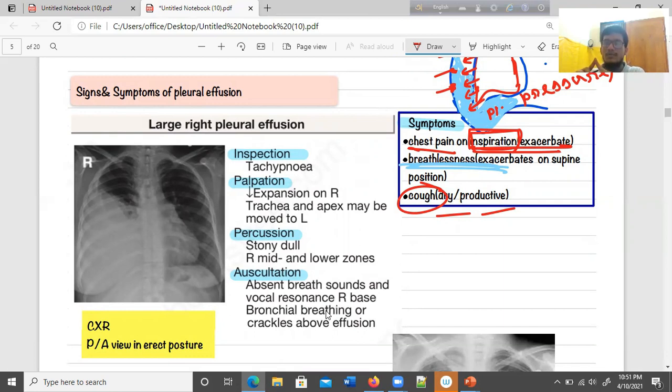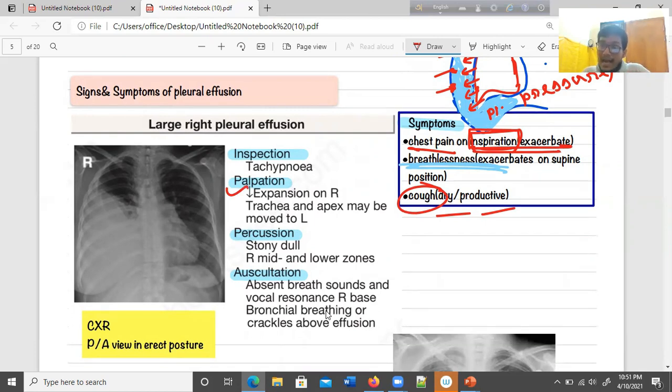On inspection, what will you see? You will see that the patient is tachypneic, because he is trying to get enough oxygen, because the lung cannot expand adequately. That's why he will try to compensate by increasing respiratory rate. Okay, and the next one is palpation.